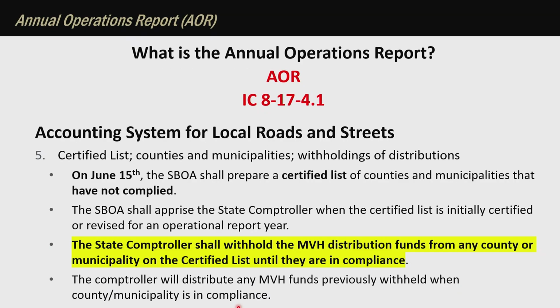Another thing to highlight, this statute does have some teeth to it. As you see highlighted there, the state comptroller shall withhold the MVH distribution funds from any county or municipality on the certified list until they are in compliance. The certified list, if you look at that first bullet point, says on June 15th, the State Board of Accounts shall prepare a certified list of counties and municipalities that have not submitted the annual operations report. So after that time, they shall withhold your MVH funding until you get that report filed.